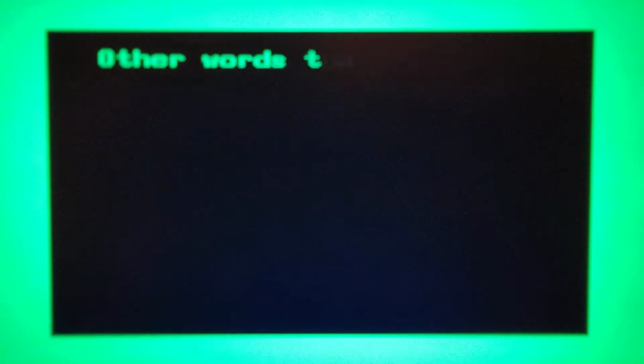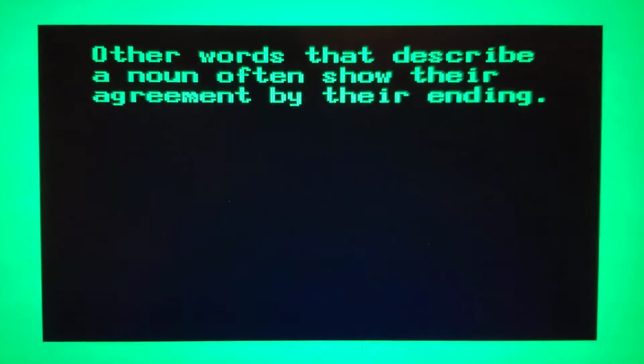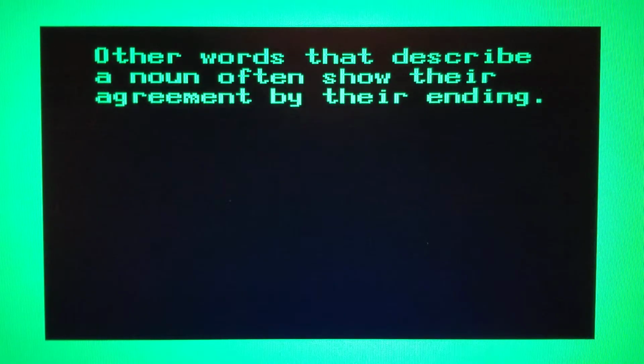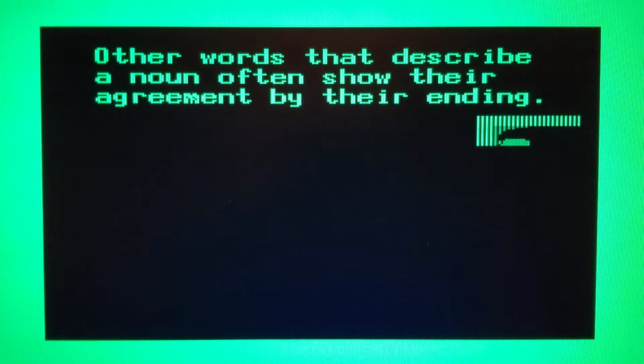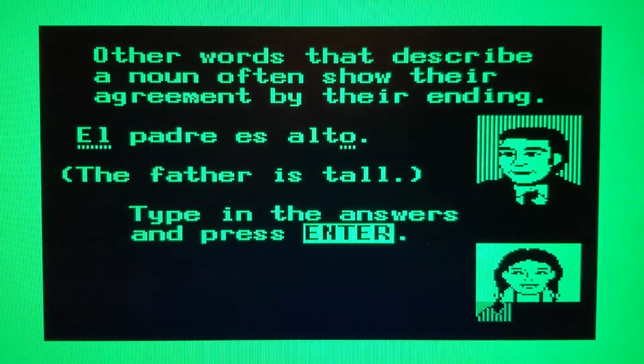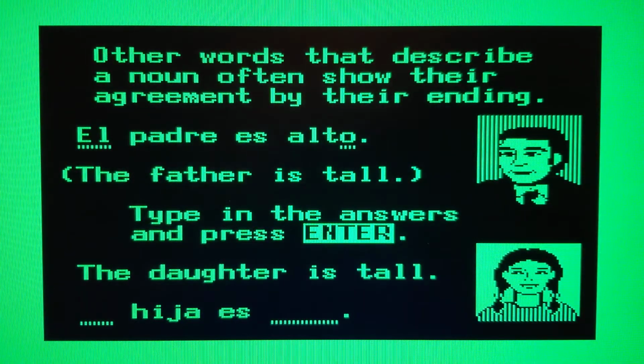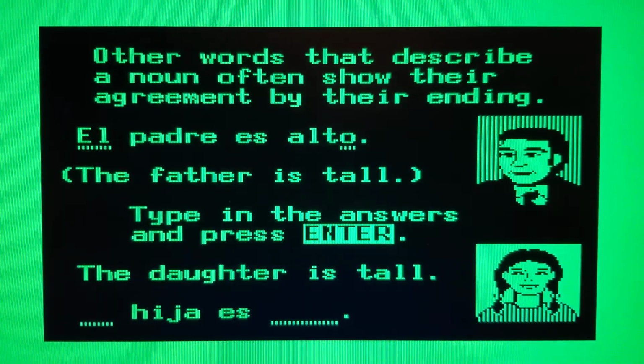You know that "the" is different depending upon whether the noun is masculine or feminine. El hermano, la hermana. Other words that refer to or describe a noun often show their matching or agreement by their ending. If "El padre es alto" means the father is tall, write what you guess is missing in: the daughter is tall.